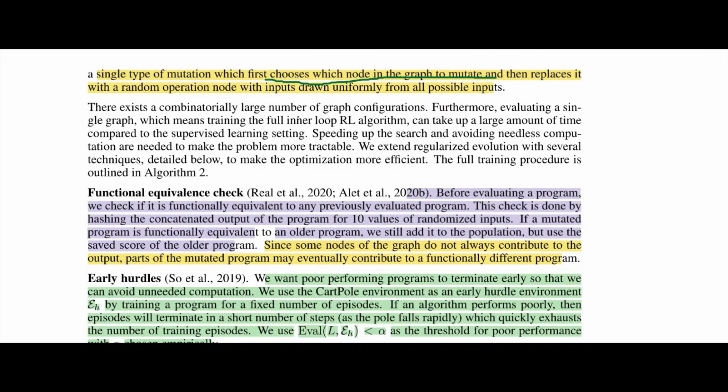Now what this says is that there is a comparatively large number of graph configurations. So if they had to search over the entire space, it would not be feasible for them to search the entire space.